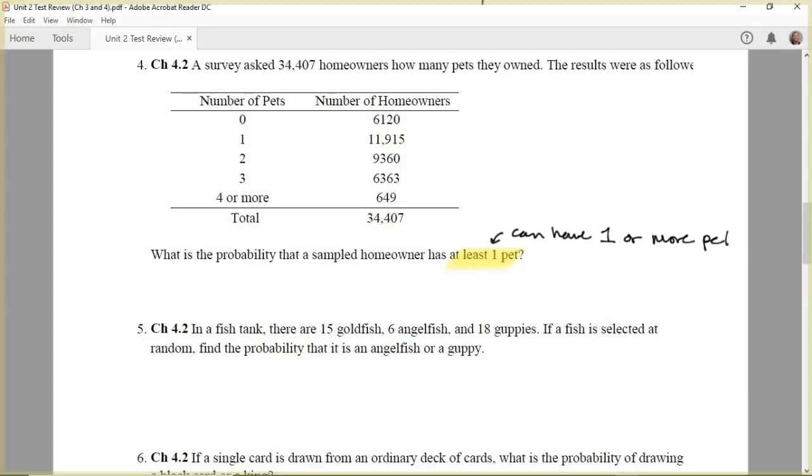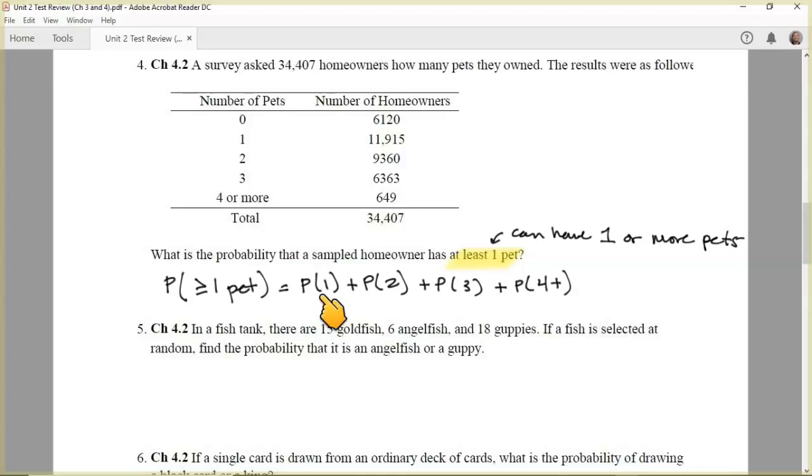That's the first thing we want to be able to determine. If they can have one or more pets, then from a probability standpoint, my probability statement is that the probability they have at least one pet is the same as the probability of one pet, or two pets, or three pets, or four pets, or more. And we have to remember that the word or tells me I have to add the probabilities together. So if we look at our table here, here's one or more. Any of these four values represents our desired outcome.